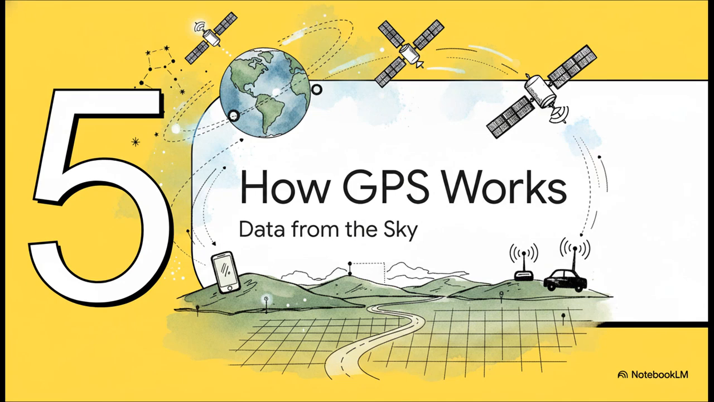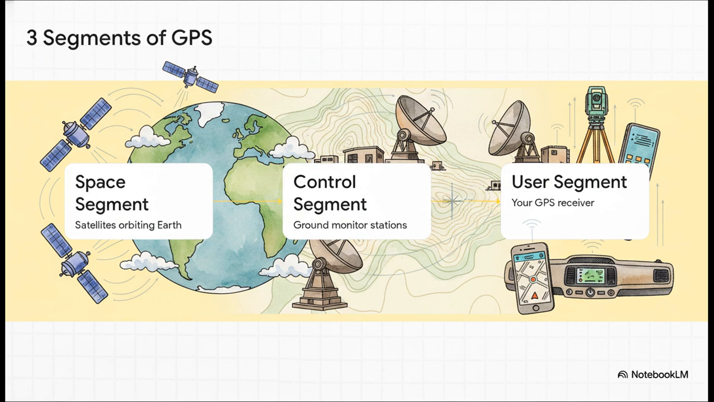Next up, Section 5, How GPS Works. So, how do we get all this primary location data to feed into our computers? The Global Positioning System. GPS is a total marvel of modern engineering, operating in all weather conditions, anywhere on Earth. And it functions through three distinct segments working in total harmony.